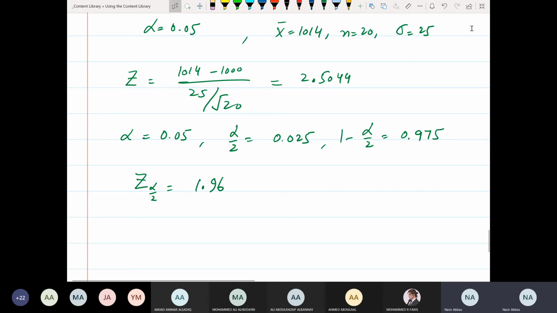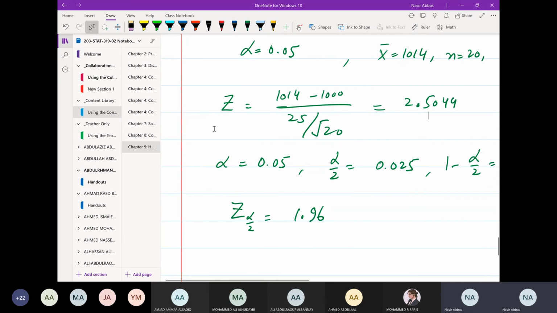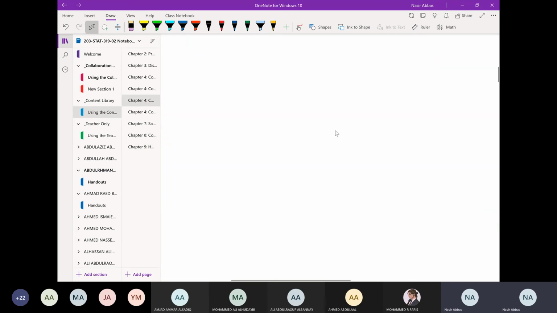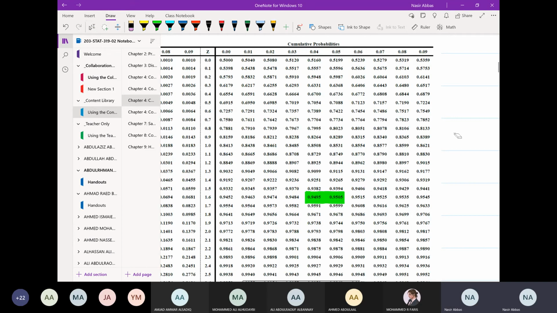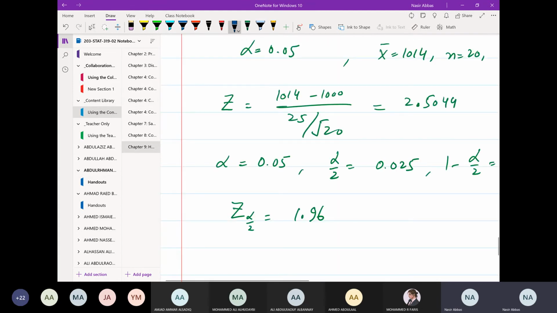I will give you an overview of this one once again, how I looked for this value. I go to the Z table and I look for 0.975 inside the table. And luckily, I get it exactly. And the corresponding value of Z is what? The very popular value of Z, that is 1.96. So I get Z alpha by 2 equals 1.96.